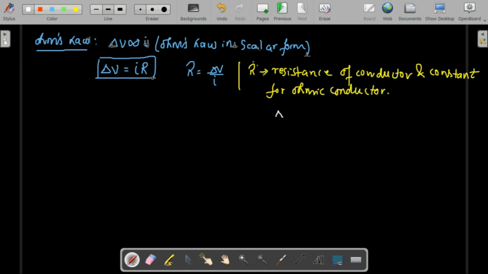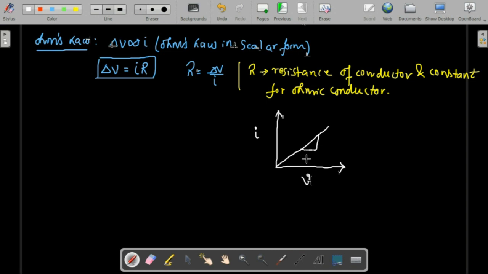In general, if you are plotting a graph, let's say I'm changing the voltage, and based on that I'm getting some current. So maybe I can plot a graph between voltage and current. Zero voltage, no current. As I increase the voltage, the current will increase, and I will get a straight line. This is the change in voltage, this is the change in current.